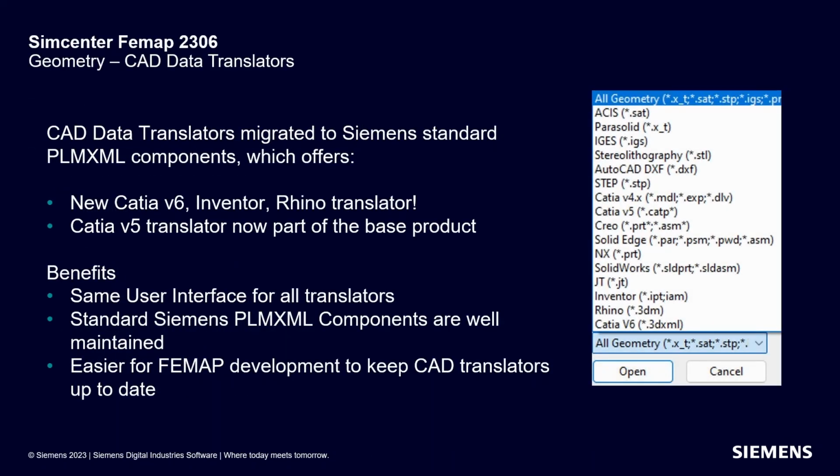So in terms of geometry updates, one of the changes here is Siemens has migrated to the standard PLM XML components, and this means that the translators for geometry files have been updated, and basically they're just keeping abreast of all the new versions of different CAD packages and making sure that Femap can read the new file formats if something does come out.